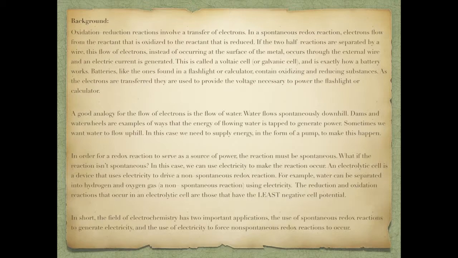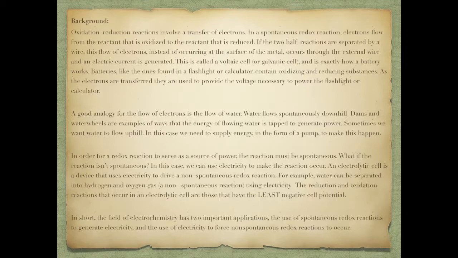Alright, so let me give you some background for this lab. And this is stuff that we've actually already covered, so it's going to be a nice review for you. Oxidation reduction reactions involve a transfer of electrons. In a spontaneous redox reaction, electrons flow from the reactant that is oxidized to the reactant that is reduced.